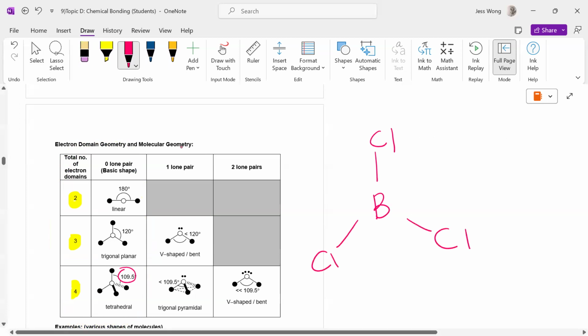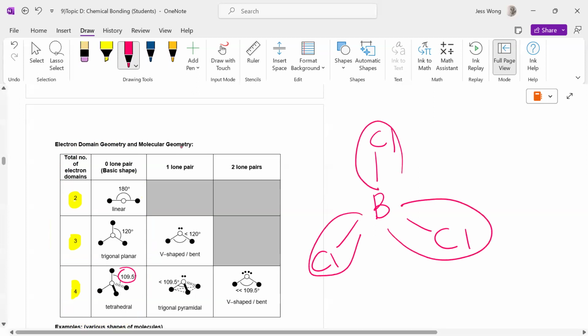So if I look at this, it has 3 electron regions: 1, 2, 3. Based on it, I will look for the electron geometry. The electron geometry is trigonal planar, 120 degrees, on a plane. Right? Now, what is the molecular geometry, or the shape?